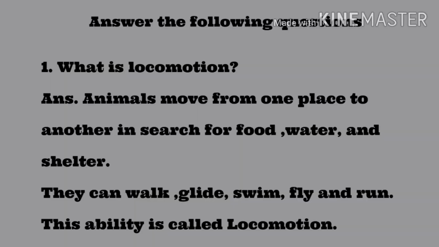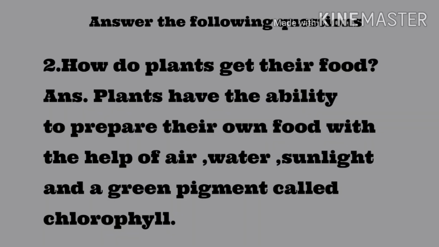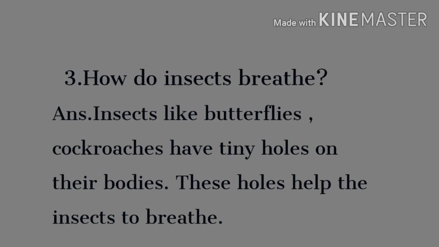Answer the following questions. Please write in your copy. What is locomotion? Animals move from one place to another in search of food, water and shelter. They can walk, glide, swim, fly and run. This ability is called locomotion. Number 2. How do plants get their food? Plants have the ability to prepare their own food with the help of air, water, sunlight and a green pigment called chlorophyll.